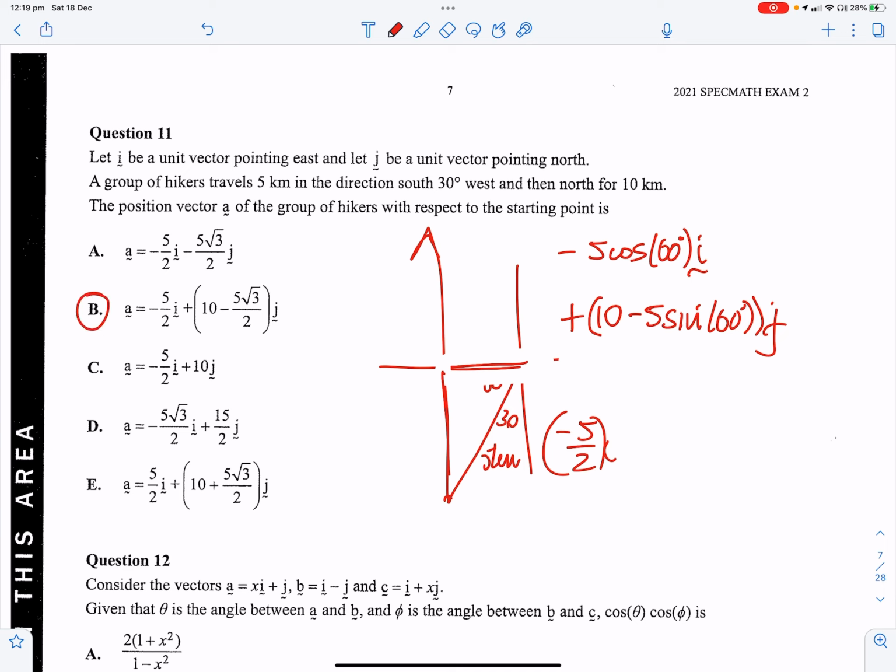Think it's got to be that one. Sine of 60 is root 3 on 2, so we get 10 minus 5 root 3 on 2j. Yeah, so 11 is B.